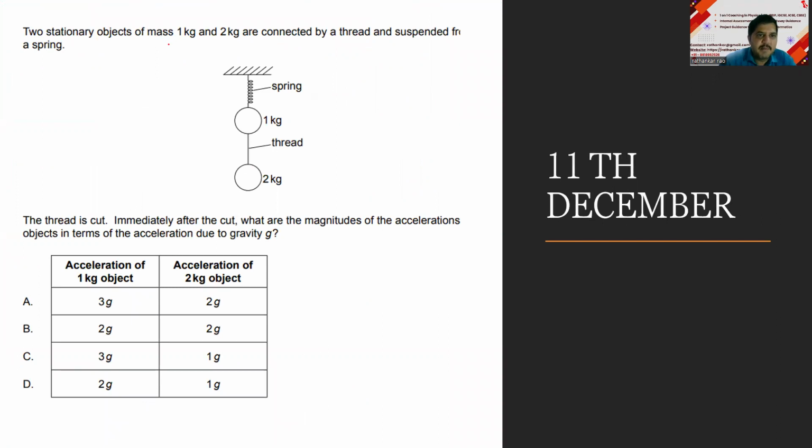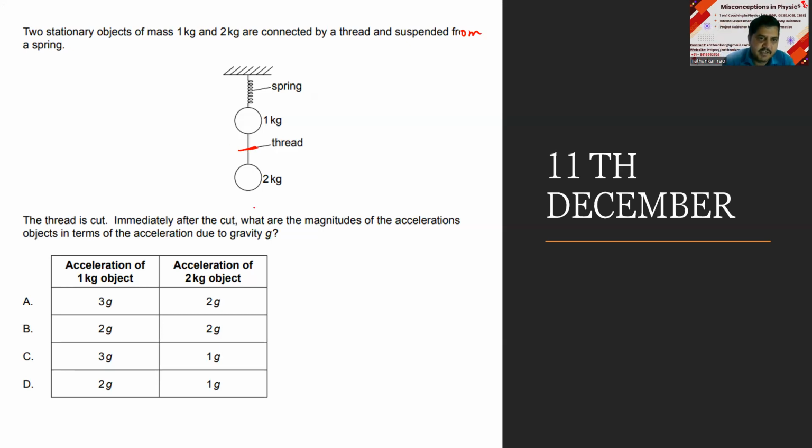Two stationary objects of mass 1 and 2 kg are connected by a thread and suspended from a spring. The thread is cut. Now, you cut the thread here. What are the magnitudes of the accelerations of the objects in terms of the acceleration due to gravity g? Initially, you have the spring, a 1 kg object and a 2 kg object. You observe that the entire system is in equilibrium. It's neither moving downwards nor moving upwards.